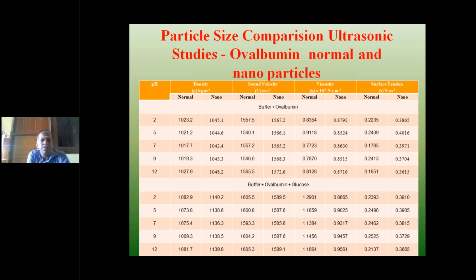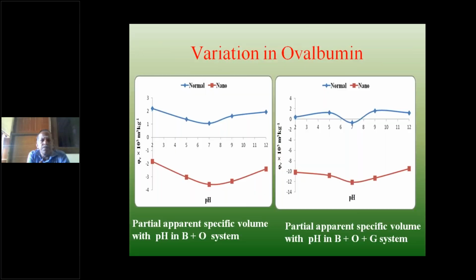The size has been verified by dynamic light scattering experiment, the DLS technique, and it is found to be less than 100 nanometers. And to choose whether normal protein or nanoprotein is better, we have taken readings for both. We have compared the values and found the values are consistent for nanoprotein. So the work is only with the nanoproteins.